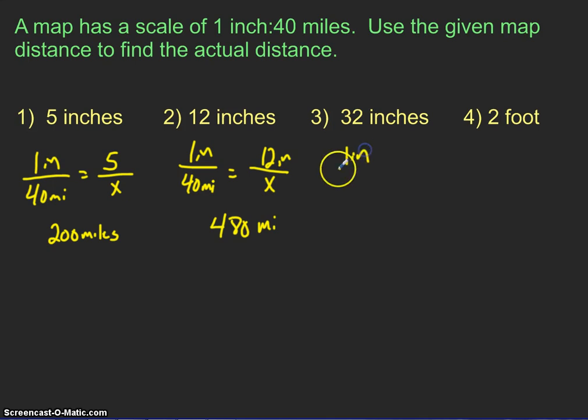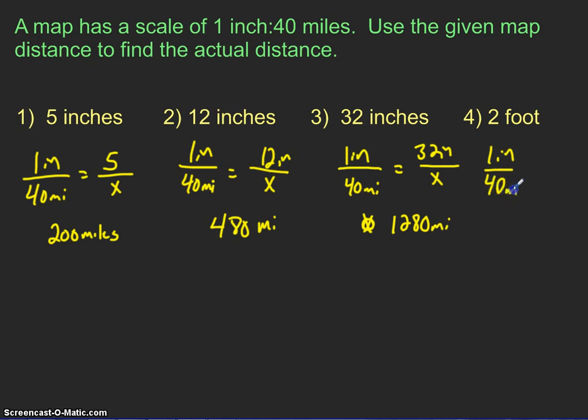Here, again, use the same ratio, 1 inch to 40 miles. 32 inches goes on top. I'm looking for x. So I've got 32 times 40. That gives me 1280. So x is equal, I'm sorry, 1280 miles. Here, 2 feet. Well, I'm not dealing with feet, I'm dealing with inches, so I have to put it in inches. It gives me 24 inches. I want to know how many miles that is. Well, if 12 inches is 480 miles, then 24 inches will be double that, which is 960.